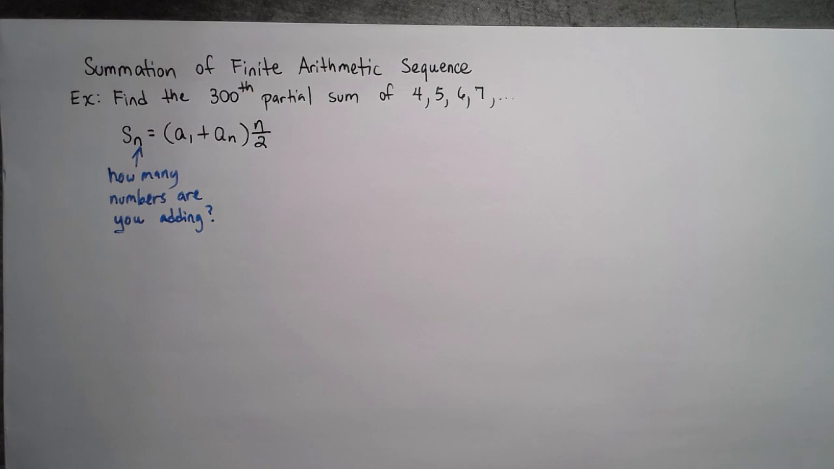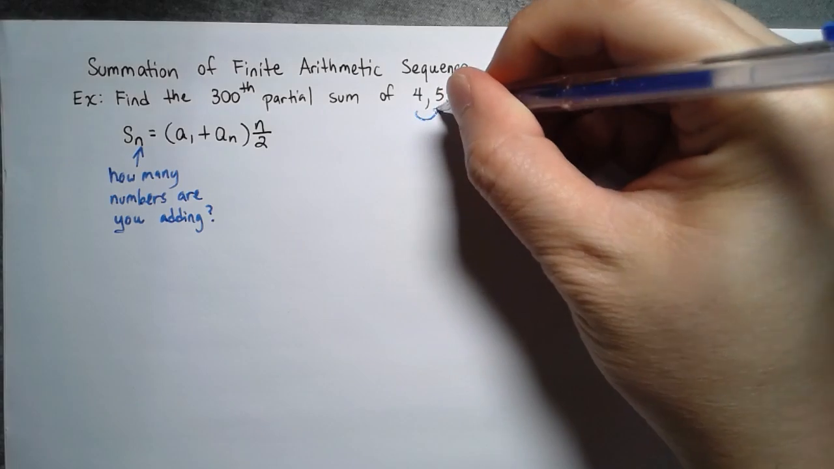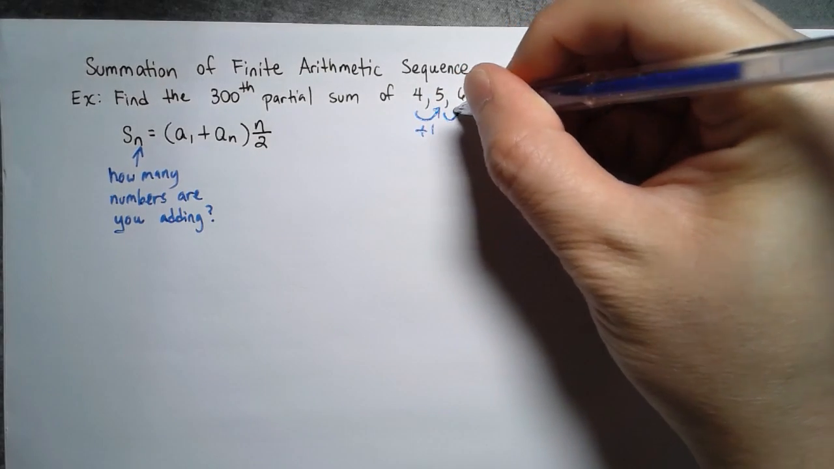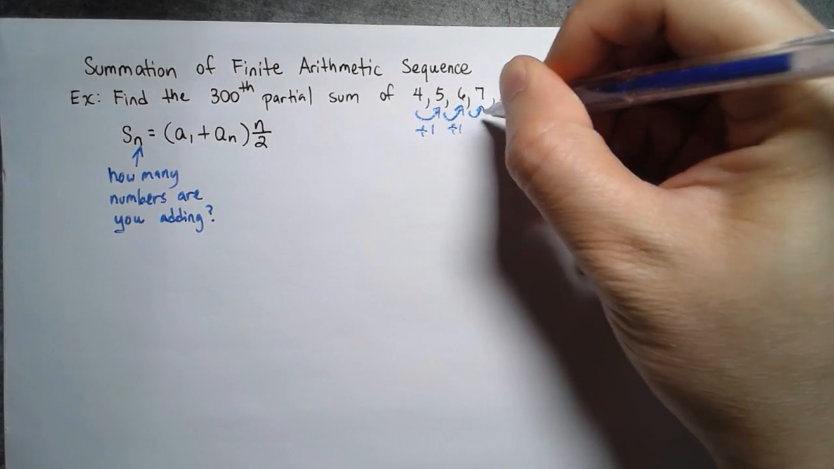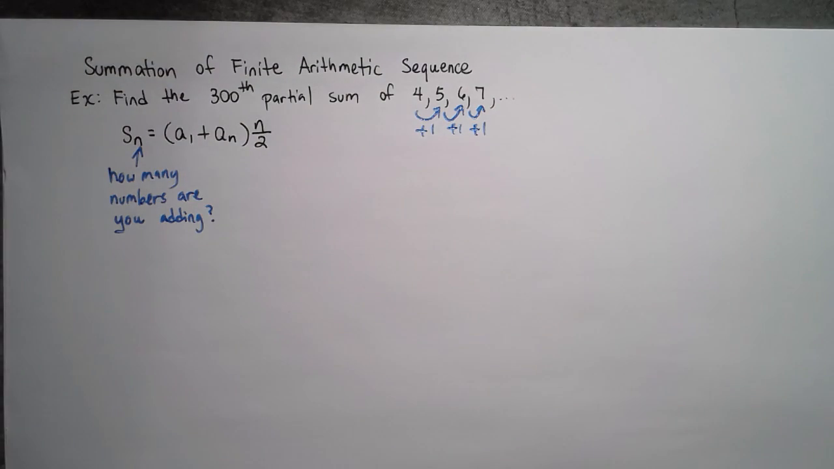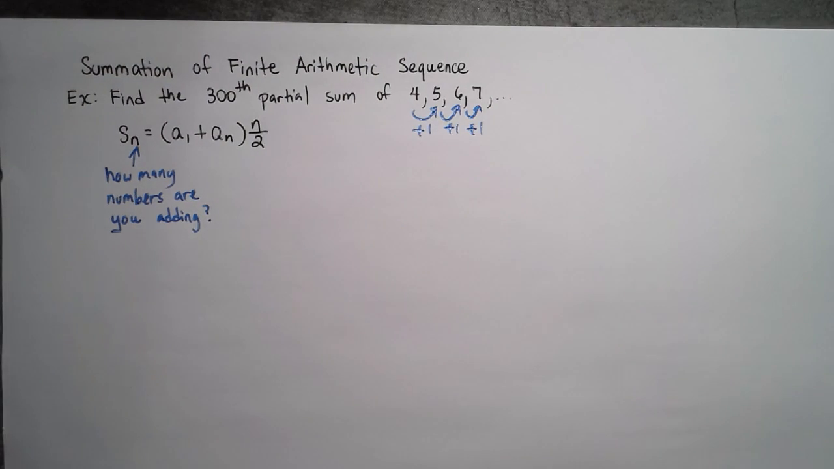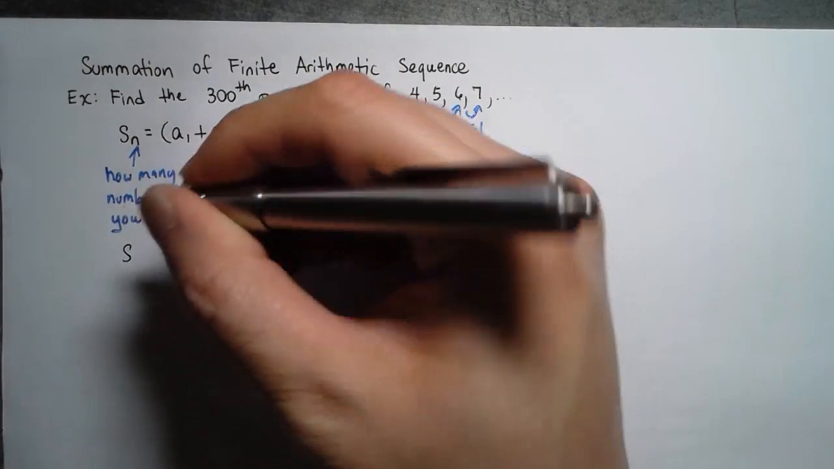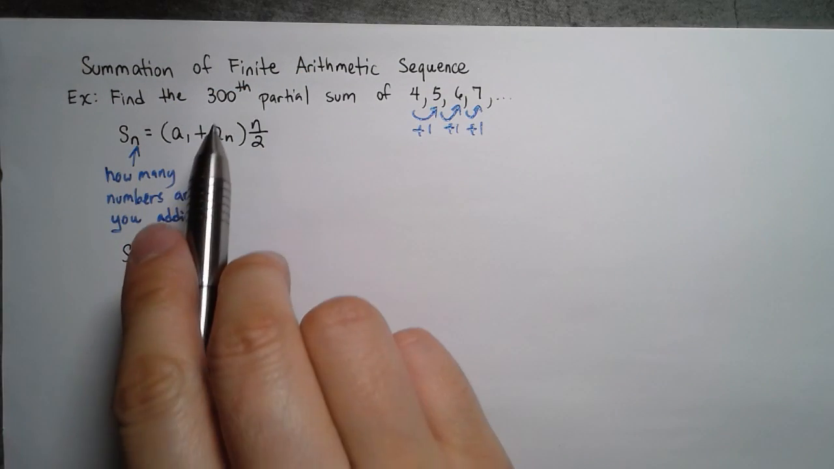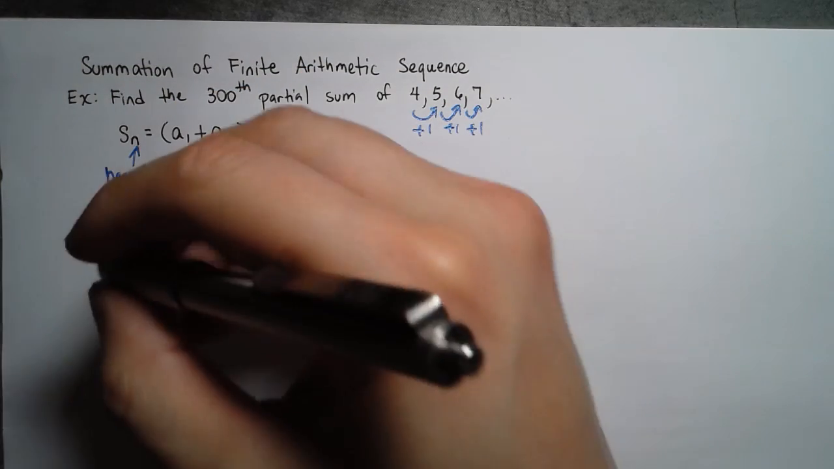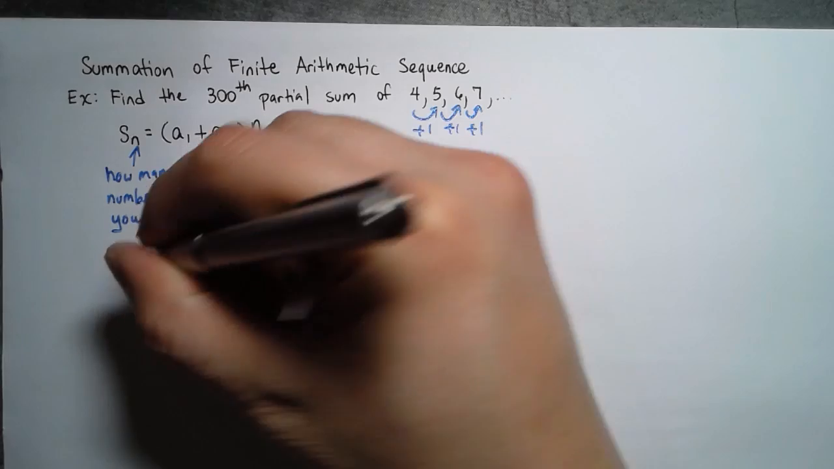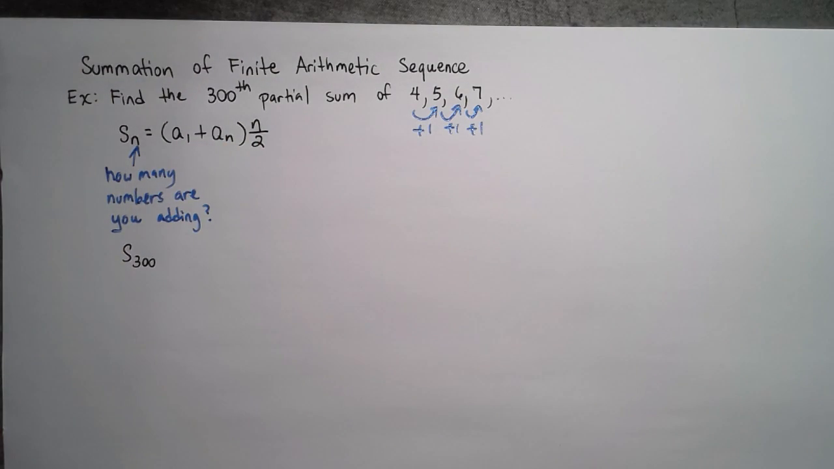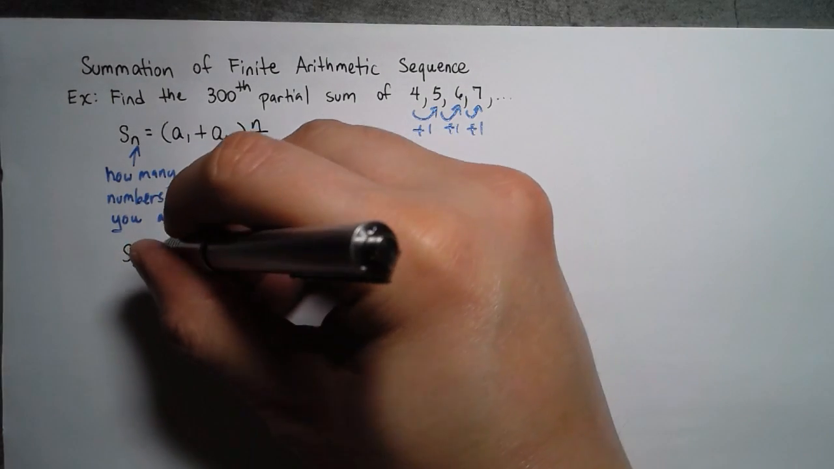So in this case, I want to add up the first 300 numbers of this pattern, which I know is arithmetic because if you look from 4 to 5 is plus 1, and 5 to 6 is plus 1, and 6 to 7 is plus 1. So clearly this is an arithmetic sequence. So what will go in n in this case is we're going to add up 300 numbers. So that will be 300. Wherever I see the letter n, I am going to put 300.